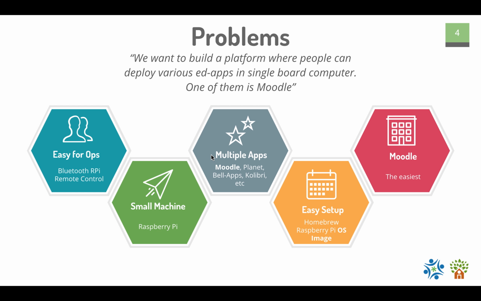And we want to deploy multiple apps. So one of our deployments runs our own learning management system and also Moodle. And we also want to make it easy to bootstrap the whole process. So basically, we create our own Raspberry Pi OS image. It is pre-installed with Docker, with our command line tools and everything, so people just grab our image, burn it onto their SD card and put it in the Raspberry Pi.